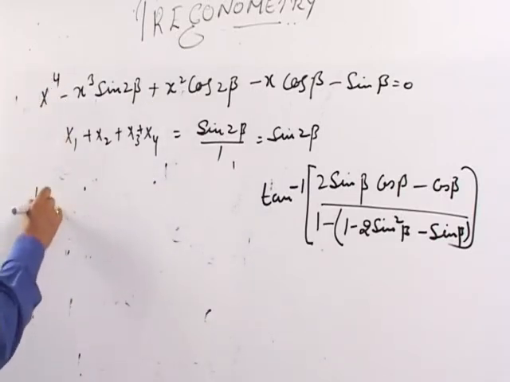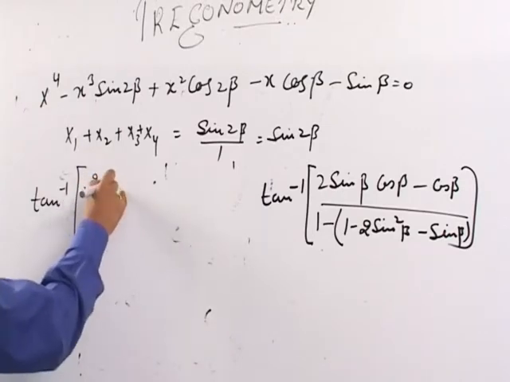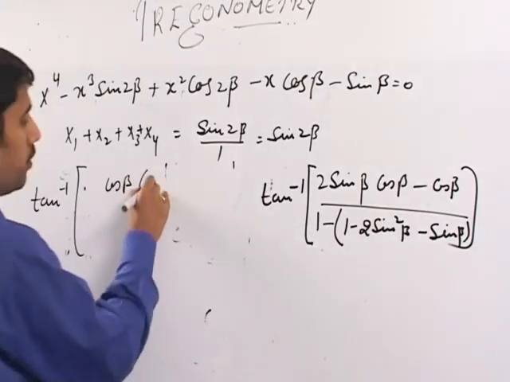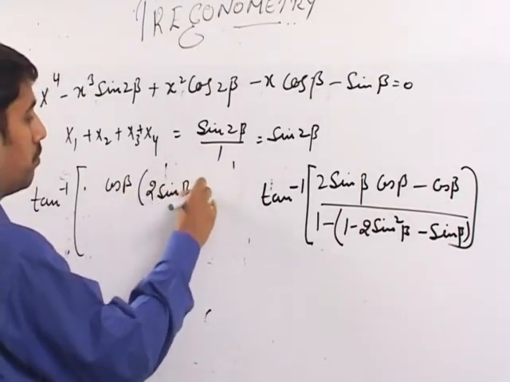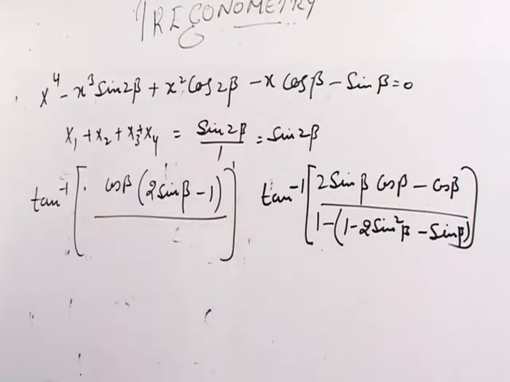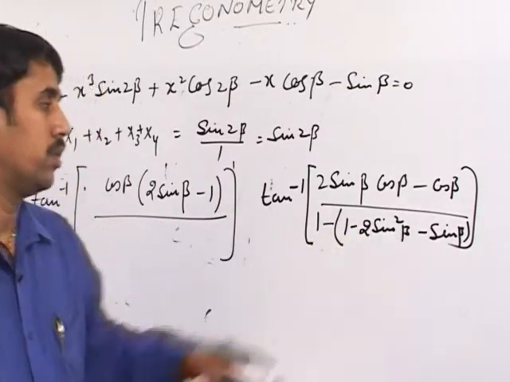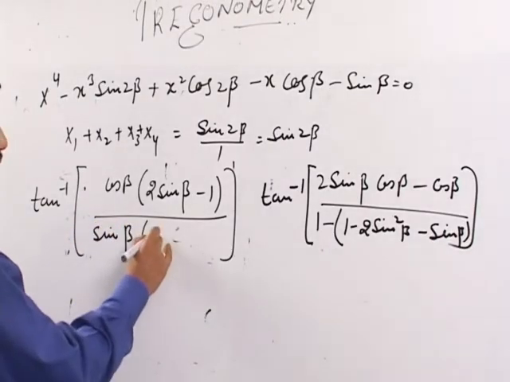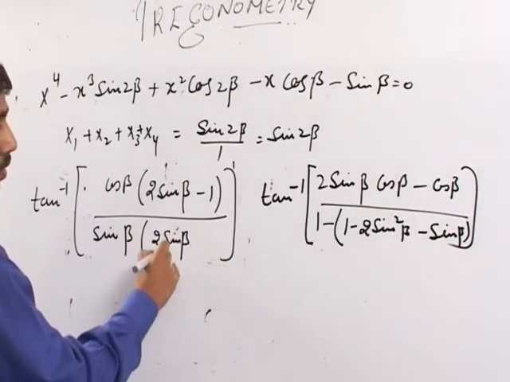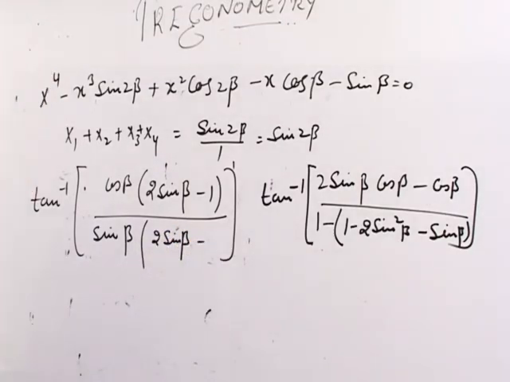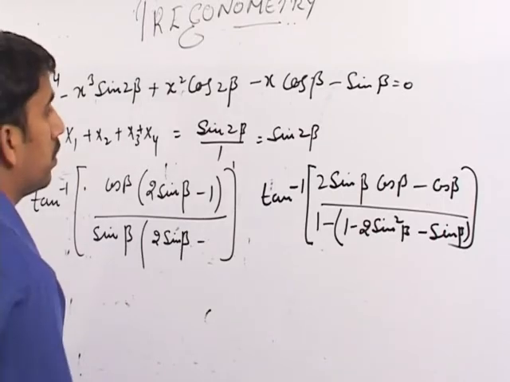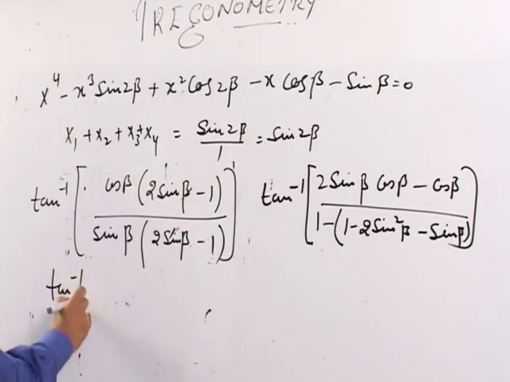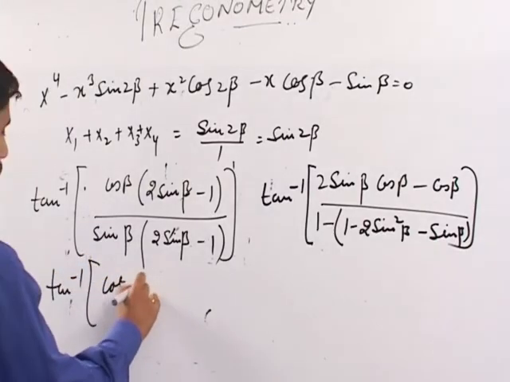tan inverse. Take 2 cos beta outside, you will get 2 sin beta minus 1. In the denominator, when you open this bracket, this 1 will be cancelled out, and when you take sin beta outside, you will get 2 sin beta minus 1, and this will be cancelled out. You are left with tan inverse cot beta.